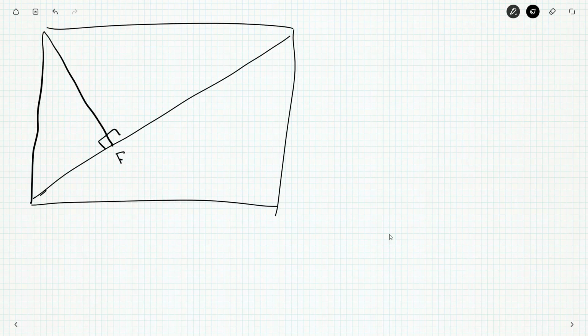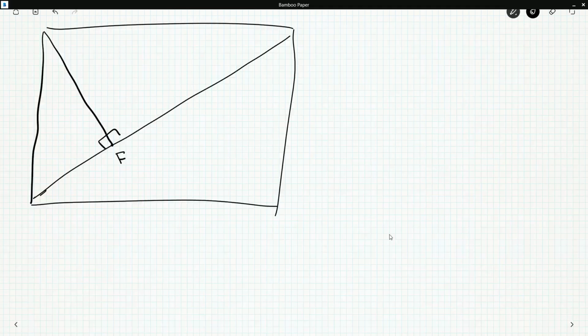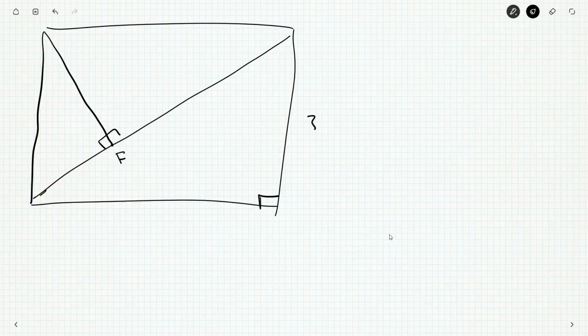Now, F was chosen so we get a right angle, right? AF is perpendicular to BD. Okay. Then we get a nice little right angle here. 30. 40. And I do know it's 50, but I don't know if I necessarily need that right now. It's a 3, 4, 5 triangle.